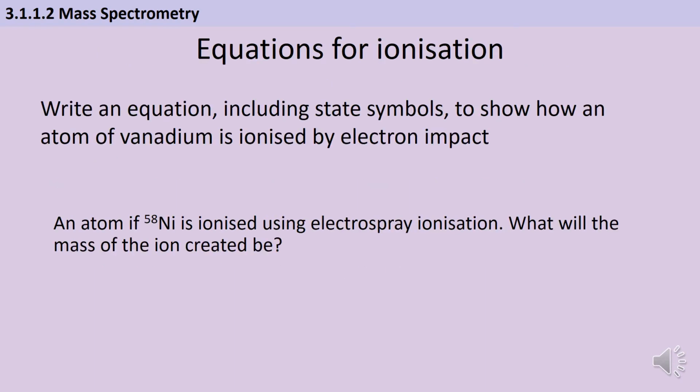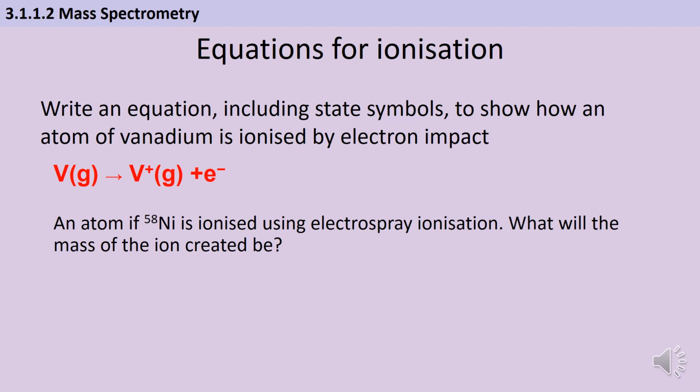Some other questions you could be asked are to write equations for the ionisation or to think about what the mass of the ions will be. So if we're asked to write an equation including state symbols for how an atom of vanadium is ionised by electron impact, remember electron impact is about the loss of electrons, confusingly by using other electrons to knock them off. So I'm going to have my vanadium as a gas, and then it's going to be split apart to be a vanadium ion and an electron.